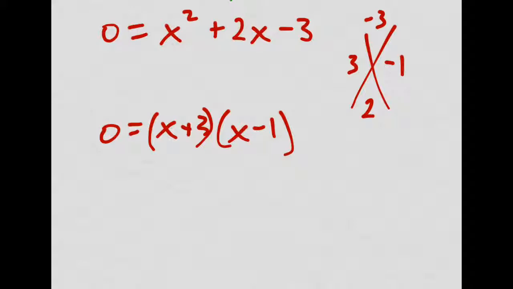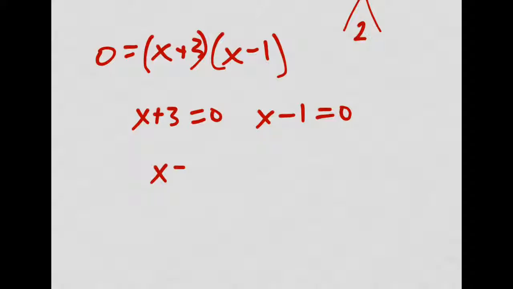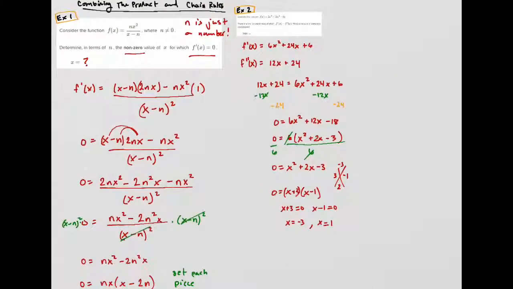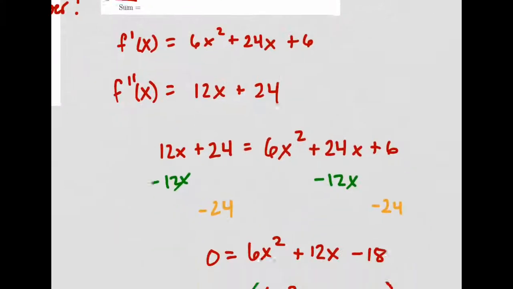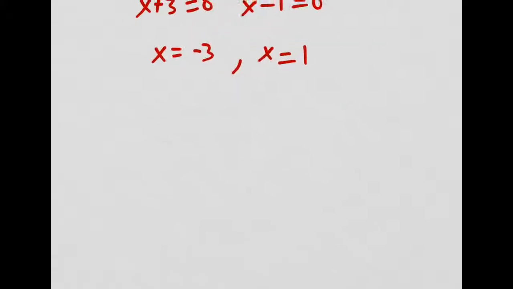So, zero product property says we can set each piece equal to 0 and solve. That's x equals -3, x equals 1. Now, these are not our answers. It's asking, what is the sum of these two x coordinates? So the sum is just -2. There we go. That's it.